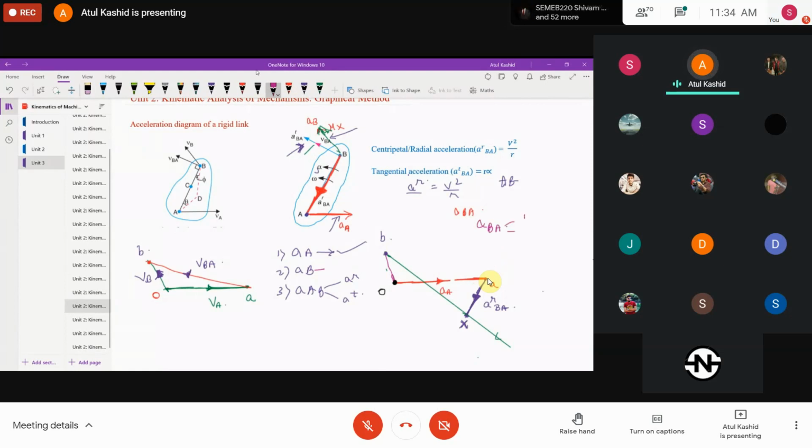So I have 2 points with me, B and A. Whichever point is there in your velocity diagram, that point you have to consider as the center of rotation. For example, the point A was there in the velocity diagram, right? So you can go to this diagram. The link was like this, AB, right? I told you that point A was there in the velocity diagram, B was not there, right? So we have to consider A as the center of rotation.